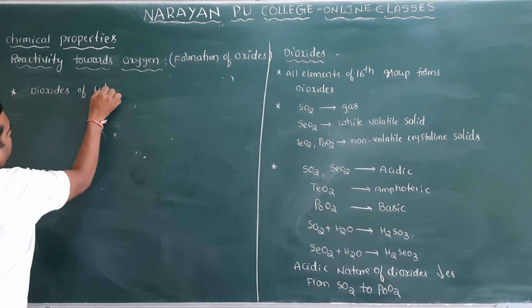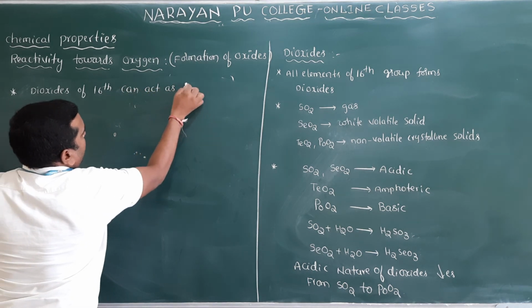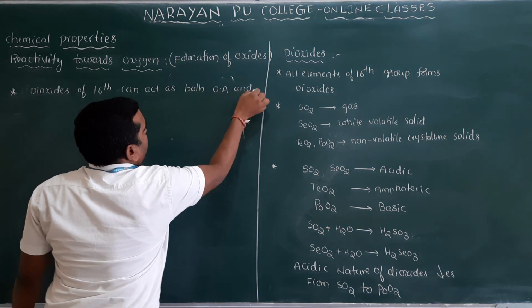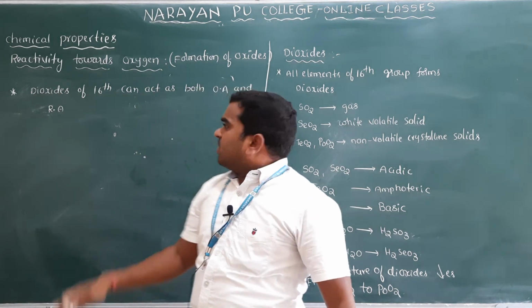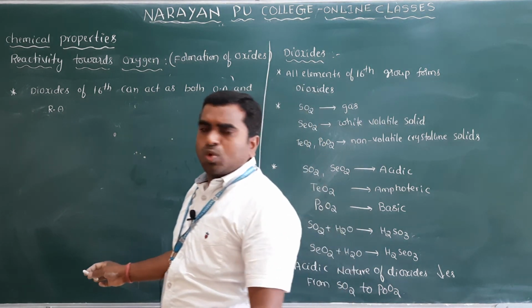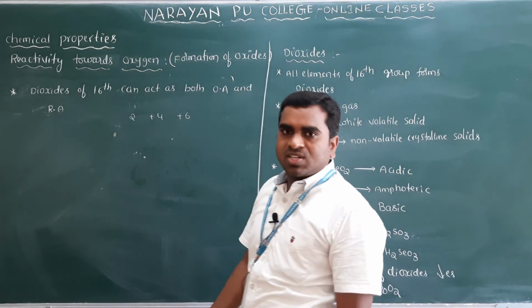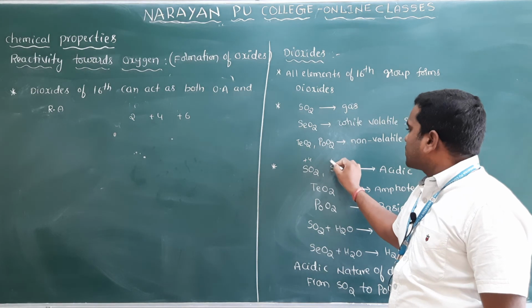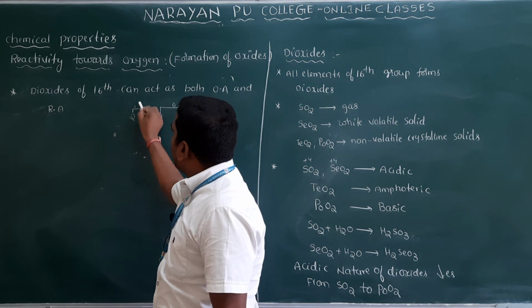Dioxides of 16th group can act as both oxidizing and reducing agents. Clear? Why? You already know that 15th group and 16th group elements can show +2, +4 and +6 oxidation states. And these are dioxides, so the oxidation state is +4. So that's why they can undergo oxidation and they can also undergo reduction.